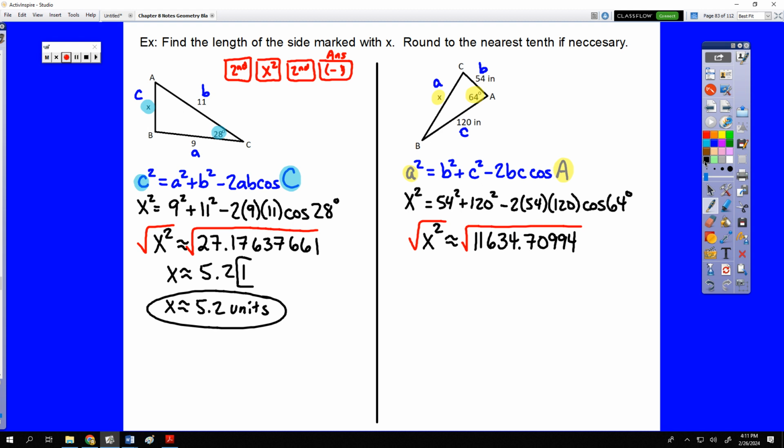And then we take the square root. So we take the square root of that number, second x squared, second negative, to plug in the answer. We get that x is approximately 107.86, meaning we should be rounding our answer to 107.9, and the units are inches. The side length marked x is 107.9 inches approximately.